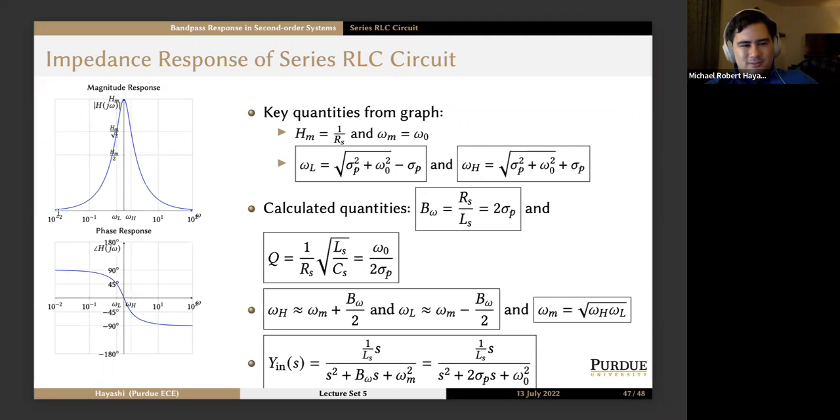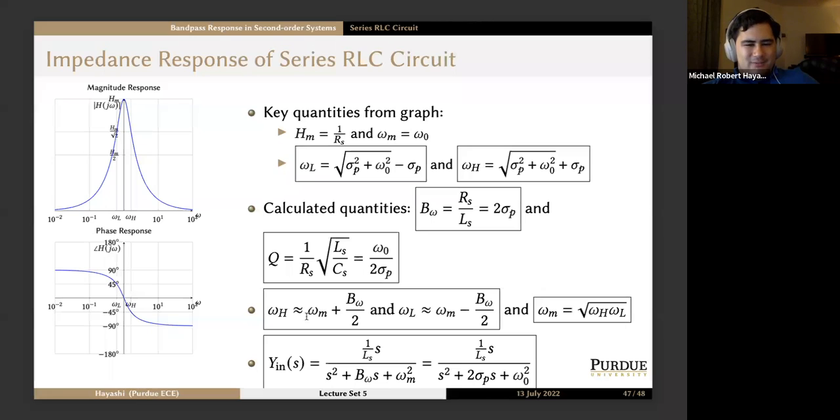There's a 0 at the origin, so at frequencies close to 0, and as omega goes to infinity, you also get 0 transmission. In between, the two poles cause this bump to be felt. From the graph, H sub M is 1 over R sub S. Omega M is equal to omega naught for this purely series circuit. Omega L is equal to this exact thing, and omega H is this exact thing as we calculated before. B sub omega is R sub S over L sub S, which is equal to 2 sigma P. And Q is equal to 1 over R sub S times the square root of L sub S over C sub S, which is omega naught over 2 sigma P.